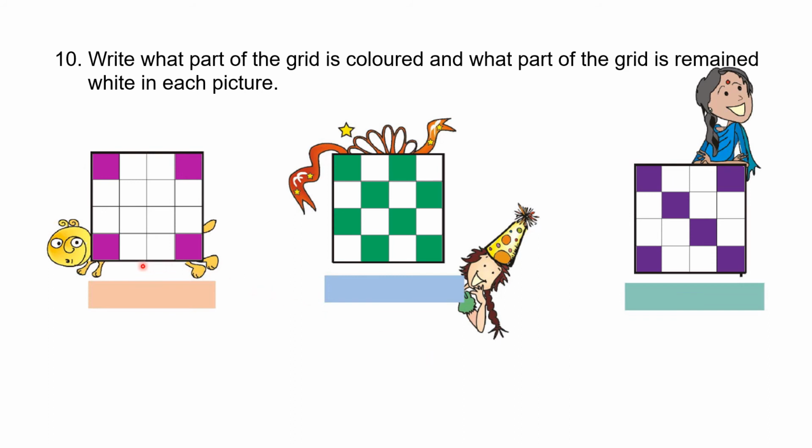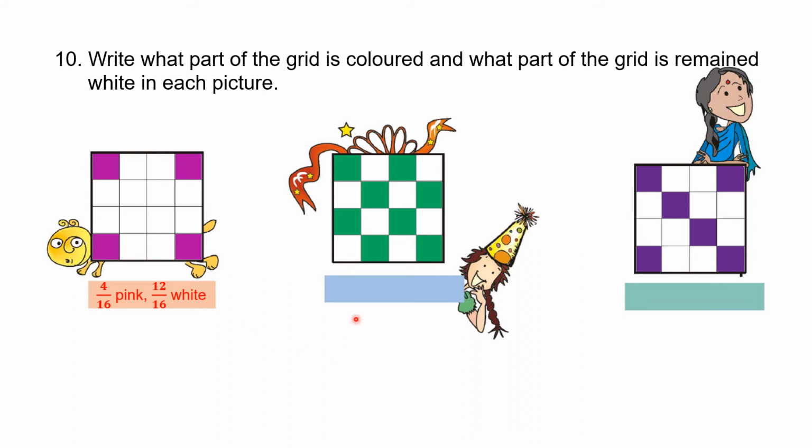Now look at this one. In the first square grid, 4 squares are colored pink. So we have to write it as a part, as a fraction. That is 4 out of 16, that is 4 by 16. 4 by 16 are pink in color and the other 12 squares, 12 out of 16, are white. 4 by 16 pink, 12 by 16 white.